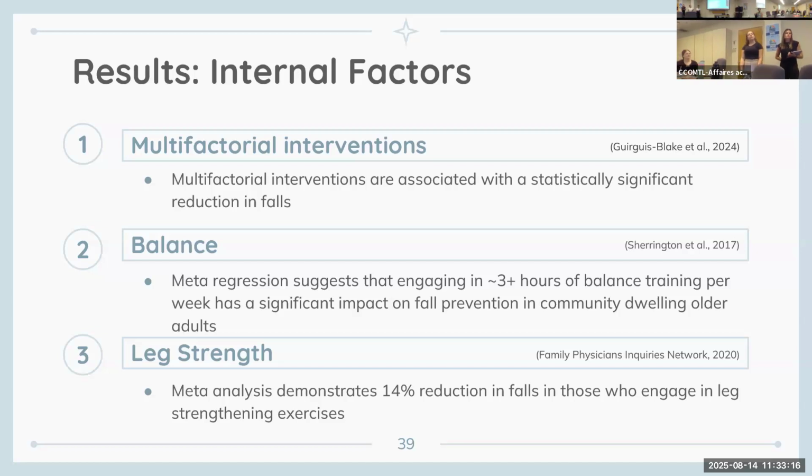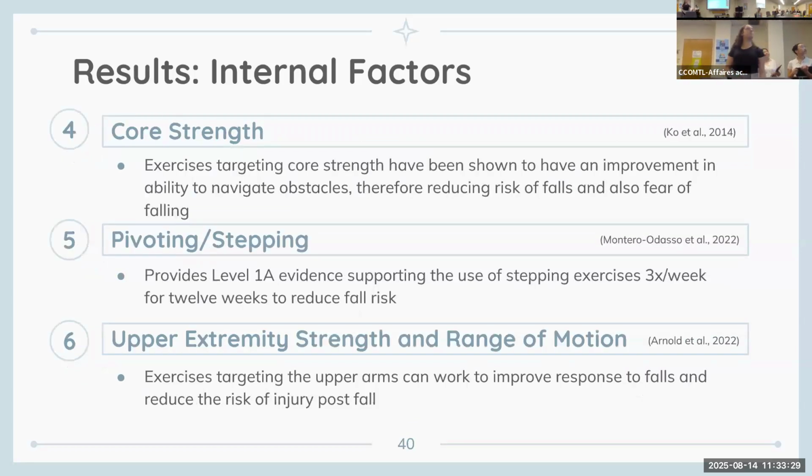Another one that came up often was leg strength. A meta-analysis showed a 14% reduction in falls for those who engaged in leg strengthening exercises. So that speaks to the strength training aspect of the multifactorial intervention. As well, core strength was a big one that came up. Targeting core strength through exercise was shown to improve ability to navigate obstacles, which reduced the risk of falls as well as the fear of falling by improving their confidence and ability to navigate through tighter spaces or messier spaces.